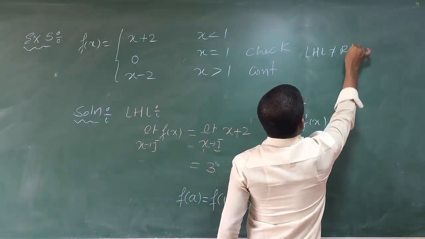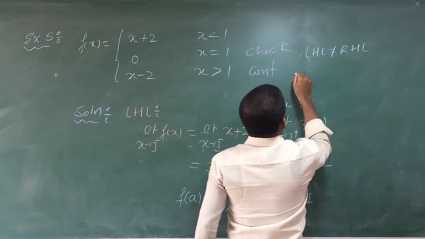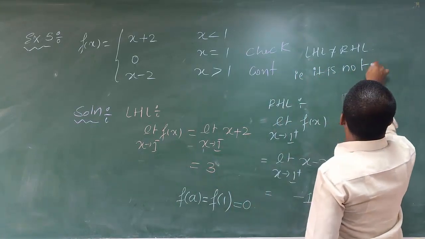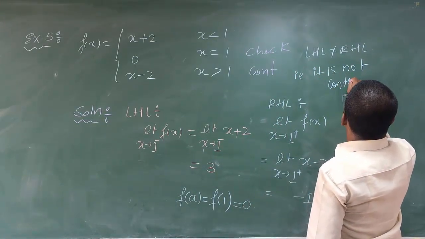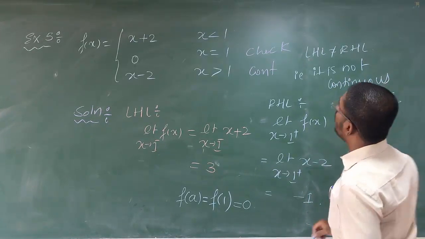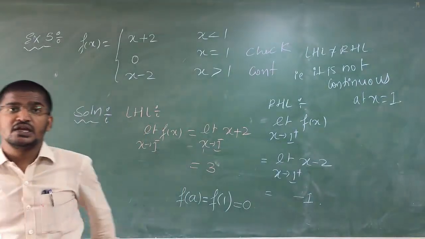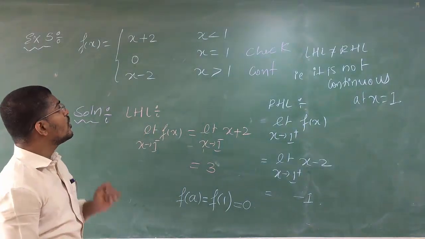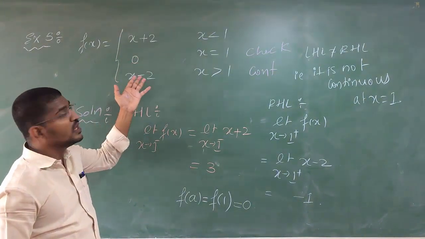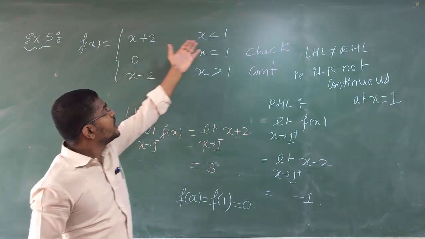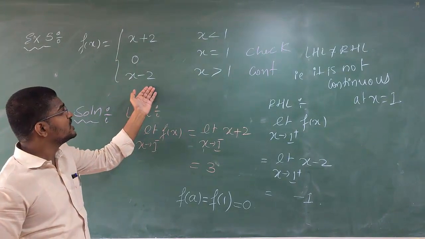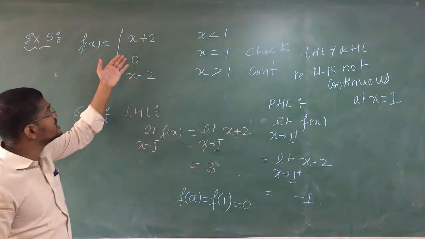LHL not equal to RHL, and that is it is not continuous. It is not continuous at x equal to 1. It is not continuous at x equal to 1. I think now you got the idea how to calculate continuity whenever the function is given this kind. Clear? For left hand side of 1, x plus 2. For right hand side of 1, x minus 2. For equal to 1, this is 0.